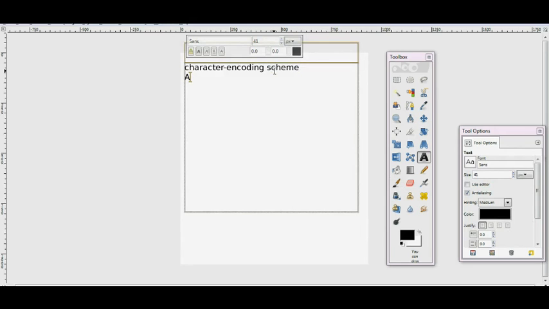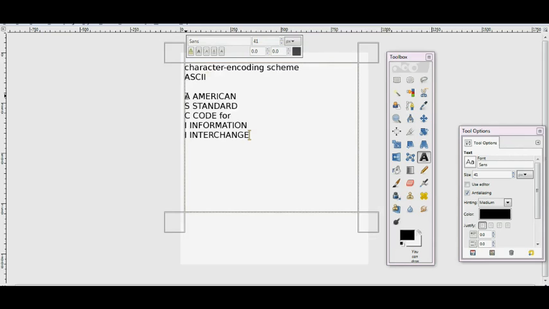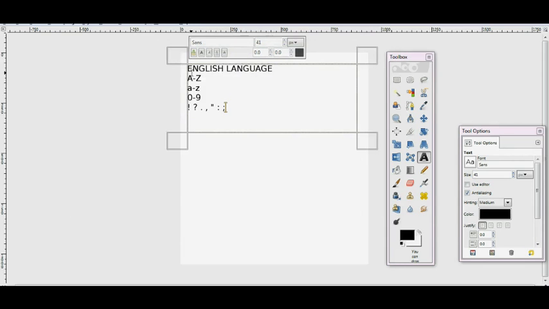A common example of this is ASCII. ASCII stands for the American Standard Code for Information Interchange. But ASCII only translates the English language and isn't compatible with other languages. It can only translate A to Z in uppercase, A to Z in lowercase, digits 0 to 9, symbols such as exclamation point, question mark, full stop, comma, inverted commas, colon and semicolon, and other symbols.